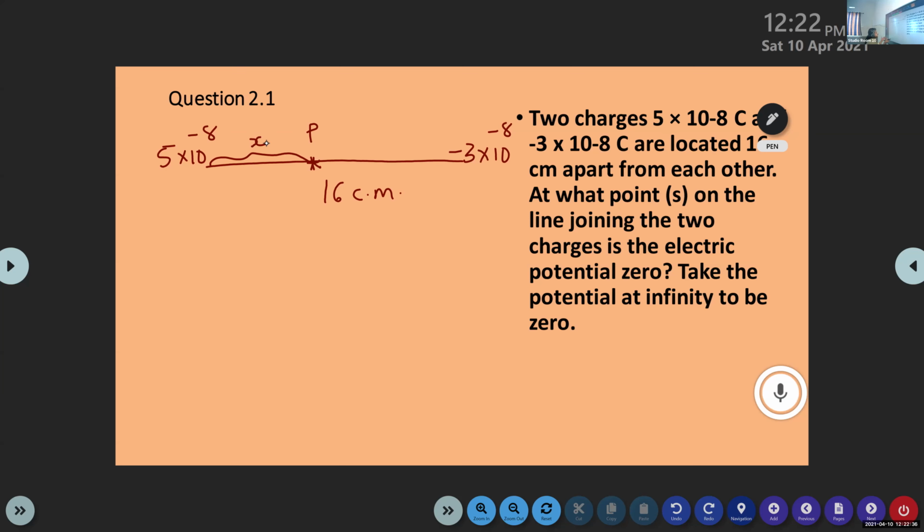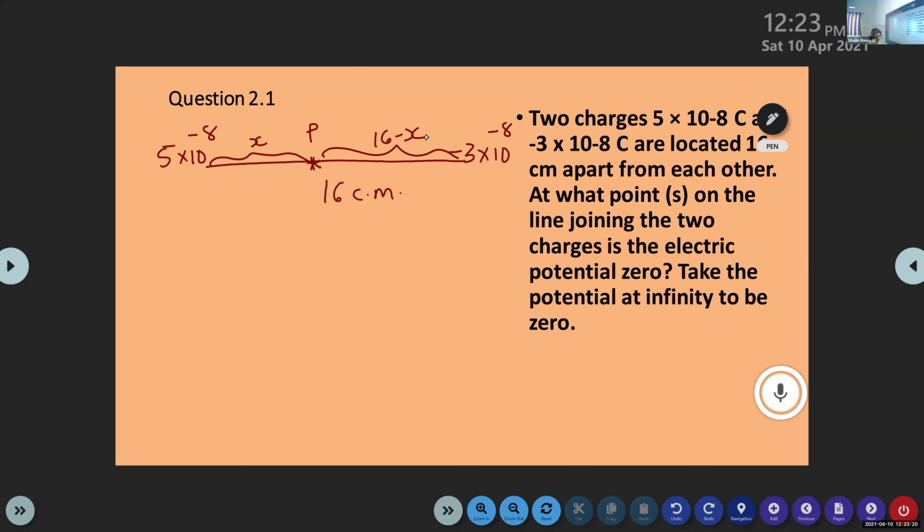We don't know at what distance from this charge the electric potential is 0. Then what about the remaining distance from the charge minus 3 into 10 raised to minus 8 to this point P? The total distance of separation between them is 16 centimeter, and from the charge 5 into 10 raised to minus 8 to the point P, that distance is x. Then what is the distance from the charge minus 3 into 10 raised to minus 8 to this point P? Yes, very good. It is 16 minus x centimeter.